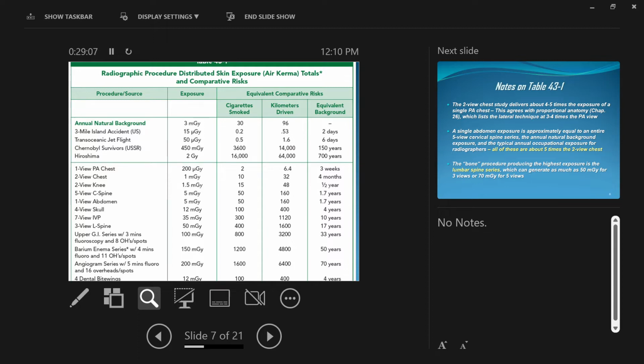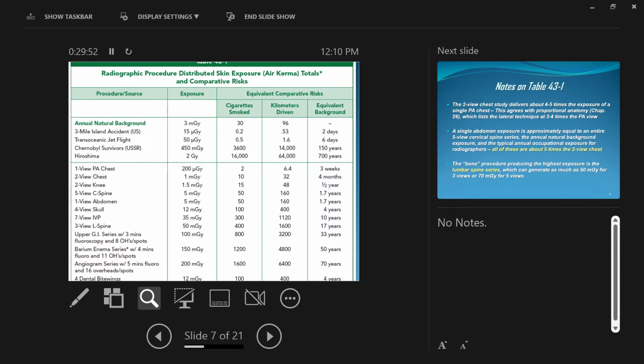But look at annual natural background of 3 milligray. It is equivalent in risk to driving 96 kilometers. I'm not going to make the conversion to miles right now, but 96 kilometers. Take a look at the worst radiation incidents that we've ever had. One of them was Chernobyl in the mid 80s, but one of the worst by far were the Hiroshima and Nagasaki nuclear bombings of 1945, the ones that ended the Second World War. The survivors from that were exposed to 2 gray or more to their whole bodies. Remember, 1 gray can cause death.